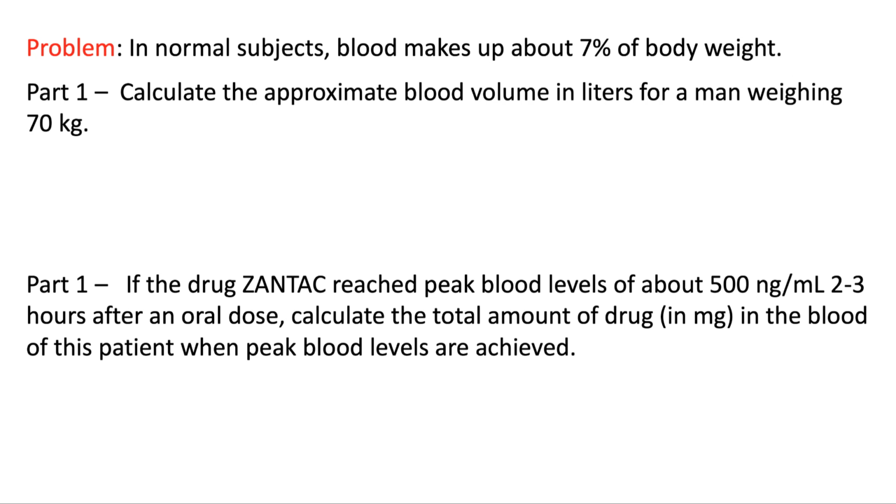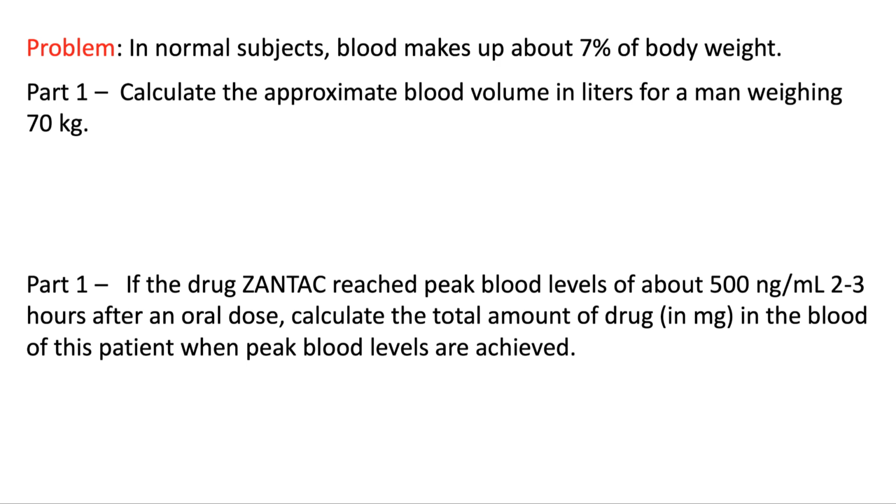So, simple, straightforward question. It says, in normal subjects, blood makes up about 7% of body weight. Well, there's an interesting fact for you, but what that really means, 7%, this is going to be weight per weight. 7 grams of blood for every 100 grams of body weight. So that's essentially what 7% means. It's going to be a 7% weight per weight. The weight of blood per the total amount of, or per 100 grams of body weight.